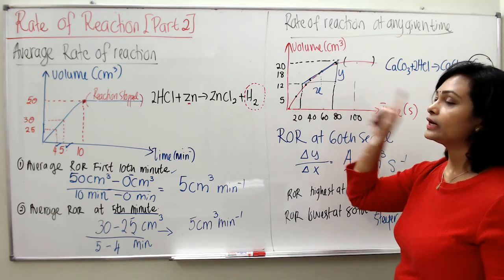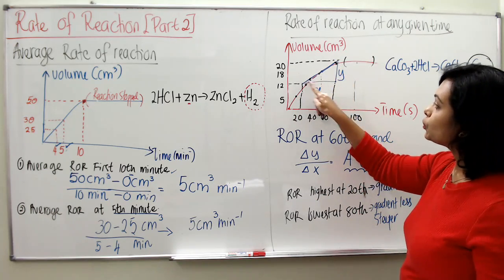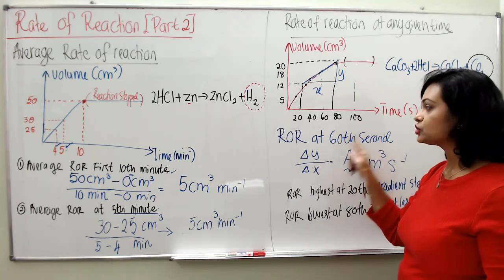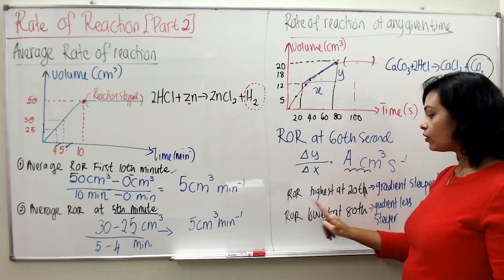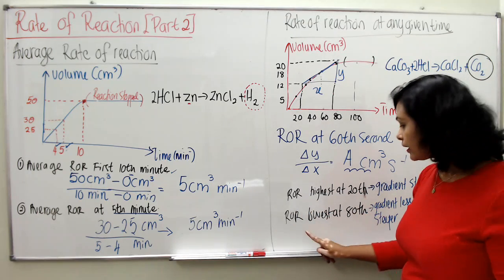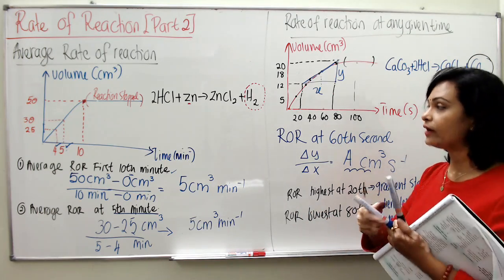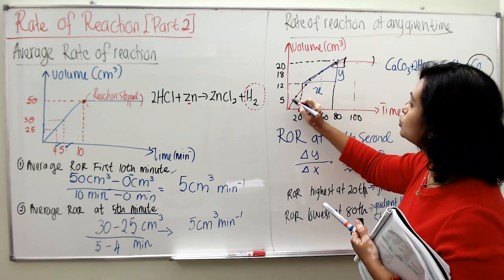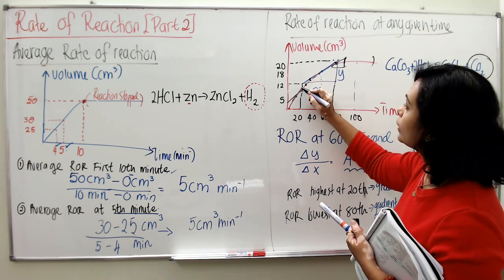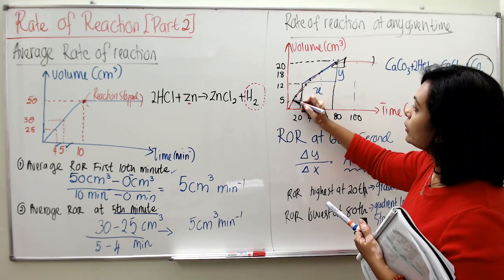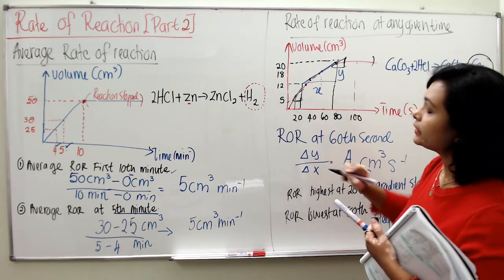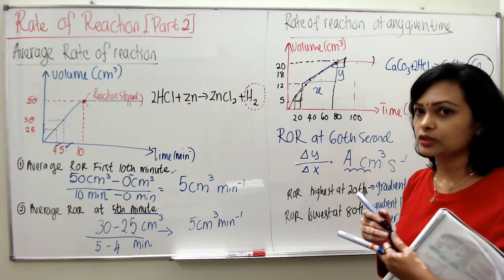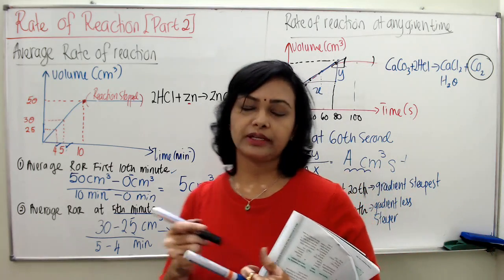So you have to draw a gradient. Okay, you have to draw a gradient using a ruler to find the rate of reaction at 60th second, rate of reaction at 20th second, rate of reaction at 80th second. You have to draw a triangle. Okay, so it's going to be messy. You have to draw a triangle to show and prove the gradient at 20th second, 80th second, and 60th second, and so forth. Alright, okay, so I hope you can understand teacher's video.